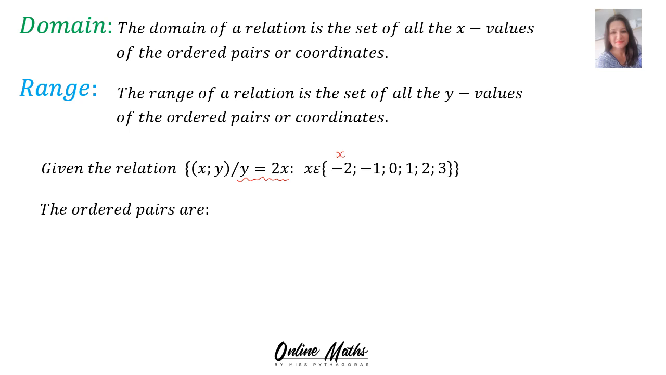So when you have -2 and you substitute in x's place, the corresponding y value is -4. So there's your first ordered pair or coordinate. Then the next x value here is -1. So into x's place, when we substitute -1, the corresponding y value is -2.